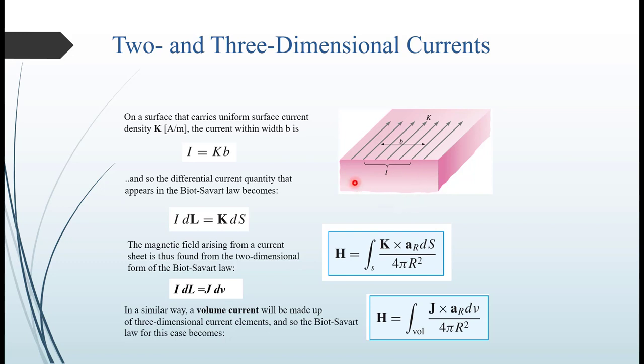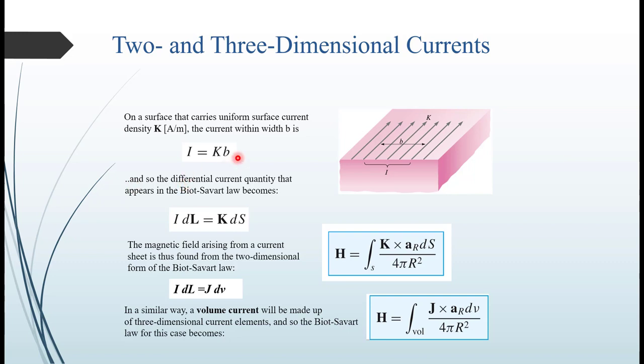Similarly, the current may be present inside this complete volume. If you consider this sheet as a volume, with breadth, height and length, then the current present inside it is known as volume current density. Instead of I dL, we can use J dV, where J is called the volume current density and dV is a small volume. So we can write the volume integration of J dV into aR cap divided by 4 pi r square. This is surface integration and this is volume integration.